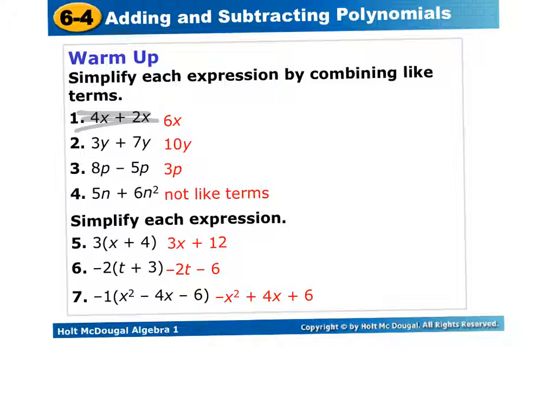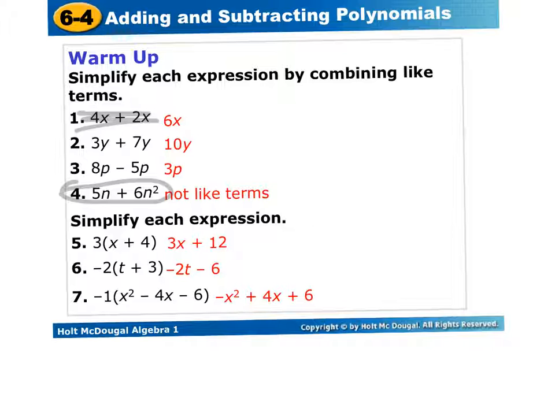In order for you to add like terms, it has to have exactly the same letter and exactly the same exponent. So look at example 4 here. Notice one is the 5n and the other term is a 6n squared. Those are not like terms, so that would be the simplified answer. You can't simplify anything else.